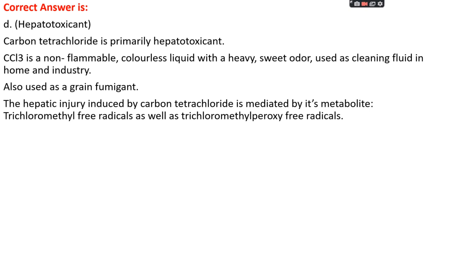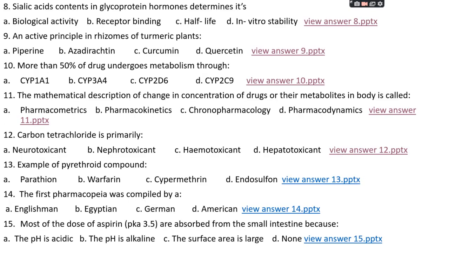The hepatic injury associated with carbon tetrachloride is mediated by its metabolite, trichloromethyl free radical, as well as trichloromethyl peroxy free radical. Question number 13. Example of a pyrethroid compound: option A, parathion; option B, warfarin; option C, cypermethrin; option D, endosulfan. The right answer is option C, that is cypermethrin.